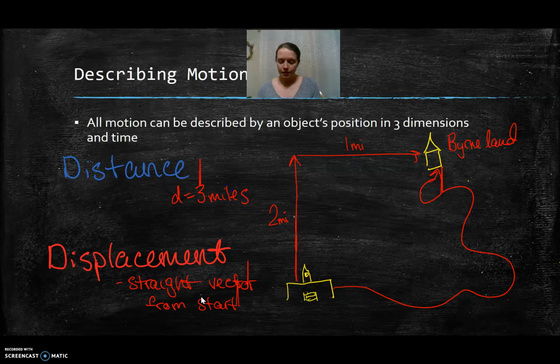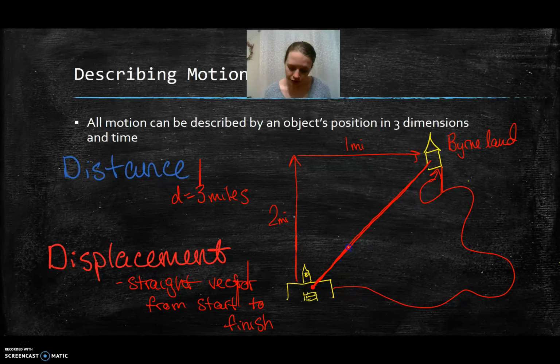However, there needs to be an absolute way to represent the difference in position between two places in space, and that is the displacement. So the displacement is a straight vector from start to finish. And on this diagram, we would draw it straight from Brighton High School all the way to Burnland. And I'm just going to make it really dark to show you that it's different from the distance.